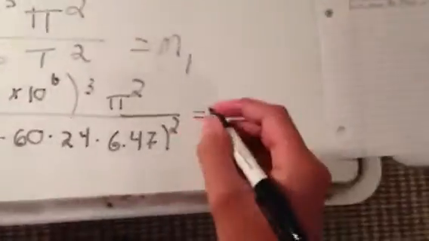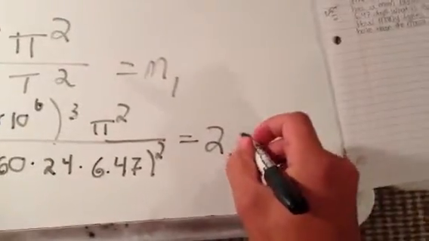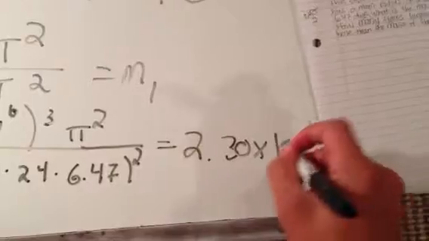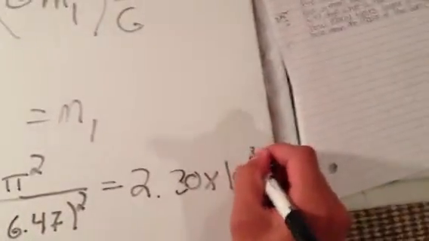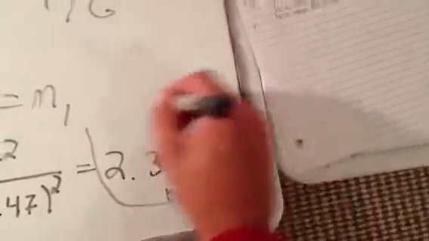Alright, so I just got it, and I hope you guys did too. I'm going to round this to the nearest 100. So it's going to be 2.30 times 10 to the 31 kilograms. That is our mass of the black hole. Now we're almost done. We have one more thing to do. We need to find out how many times larger the mass of the black hole is than the mass of the sun.